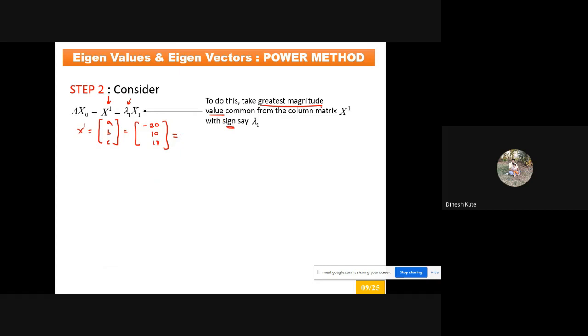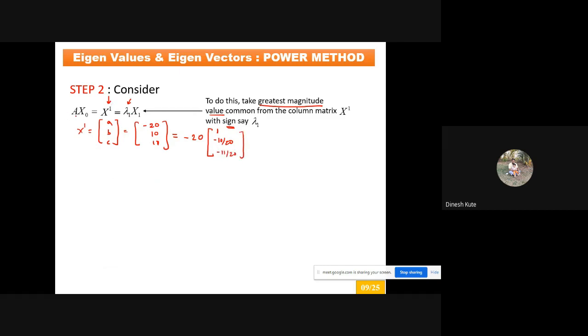Take the greatest magnitude value. So which value has the greatest magnitude? The modulus value is largest for 20. So just take this 20 common, with sign. So you have to take -20 common and write the rest in the bracket. So it becomes 1, then -10 upon 20, and -11 upon 20. This is your first step.